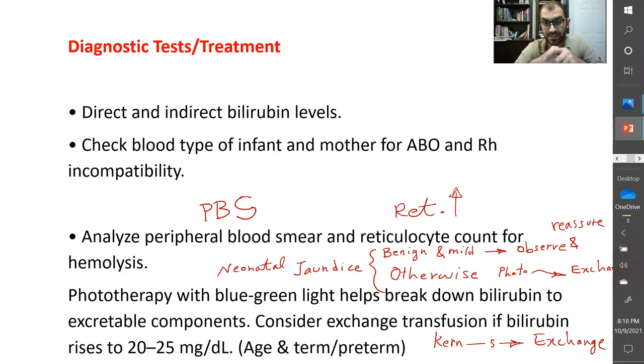Phototherapy with blue-green light helps break down bilirubin to excretable components. Consider exchange transfusion if bilirubin rises to 20-25 milligrams per deciliter, depending on age and term versus preterm. We'll talk about that when I get to the book, because it really depends. There is a graph that neonatologists usually use. For example, if it is preterm and first day, you might think of phototherapy around 10-12, and exchange transfusion around 12 to 15. Later on, you might think of phototherapy around 20, 22, 23, and exchange transfusion around 25, 30. So we'll talk about it later.